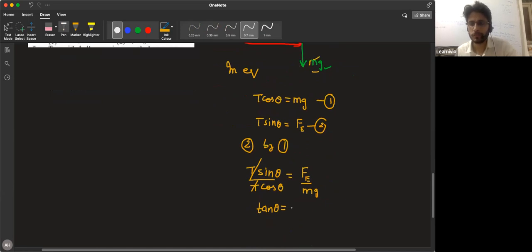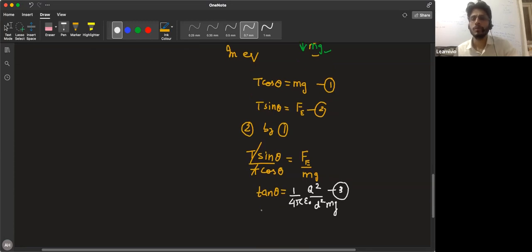1 over 4 pi epsilon naught. So it's Q square over 4 pi epsilon naught d square, divided by mg. That is the third equation. Now, this is the equation when the system is in equilibrium. Instead of 1 over 4 pi epsilon naught, I'm writing just K.